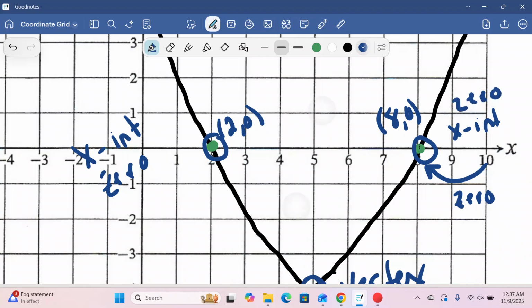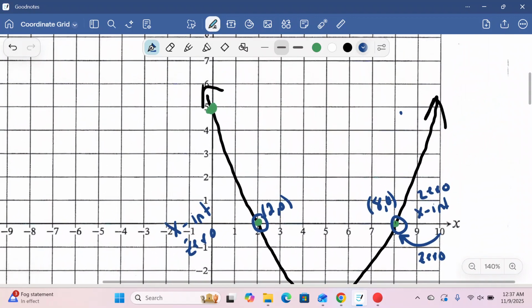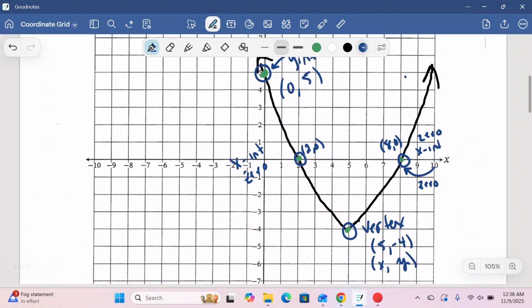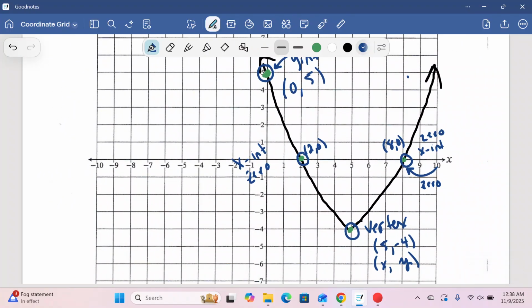Then we further look at this graph and we say, okay, does it have a y-intercept? It does right here. This is also called your y-intercept, and our y-intercept is (0, 5), because it does cross our y-axis at the point (0, 5). And then this parabola has a vertex, but it also has an axis of symmetry. And what does an axis of symmetry mean? Well, let me highlight it in a different color. The axis of symmetry is this line that cuts the U shape in half.